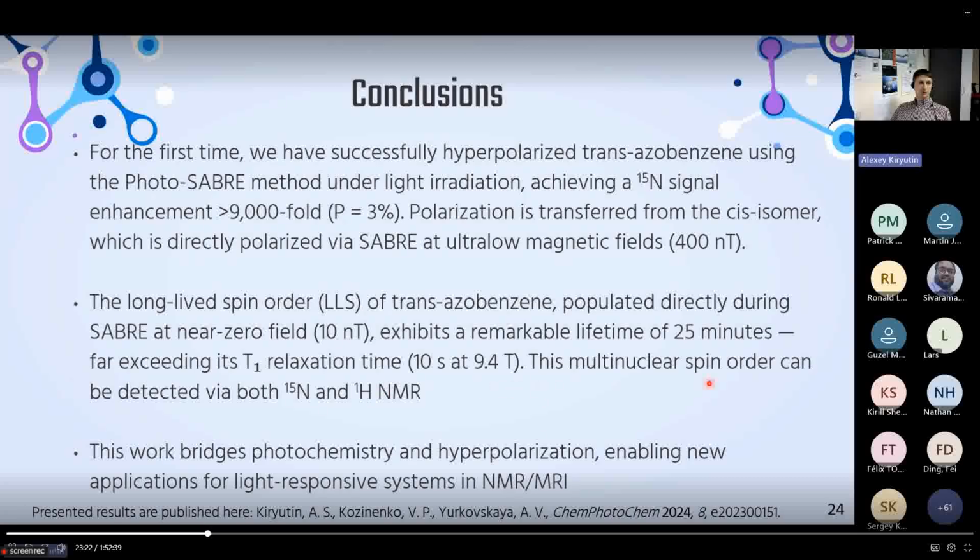This multinuclear spin order can be detected via both 15N and proton NMR. This work bridges photochemistry and hyperpolarization, enabling new applications for light-responsive systems in MRI and NMR. The results are published in this paper.